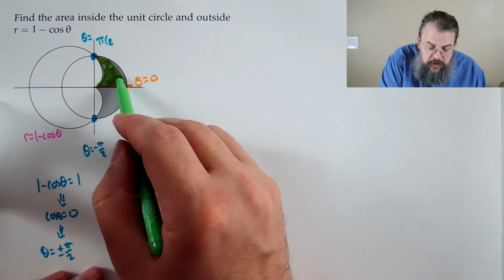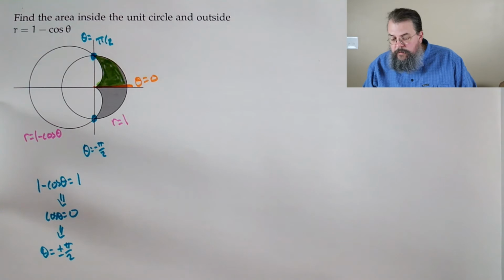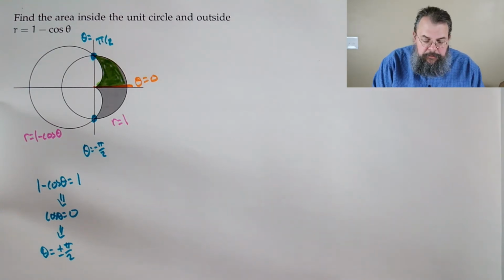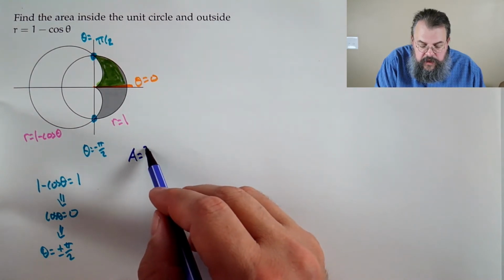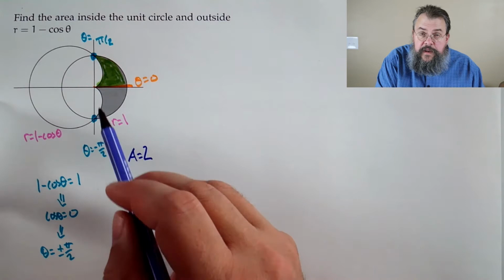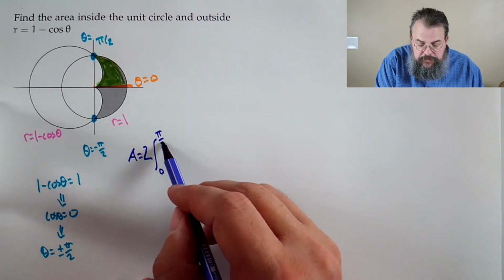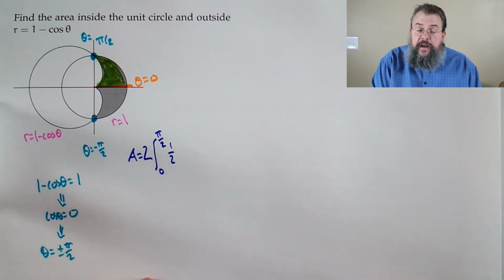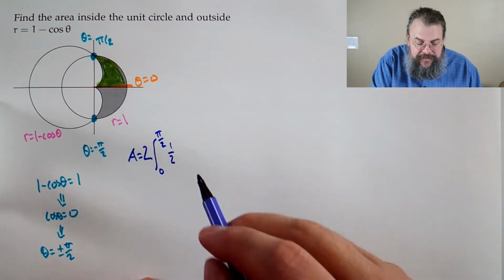All right, great. So where do we begin? Well, let's think about what's happening. So our area, we're going to double, because we're only doing half and doubling, going from 0 up to pi over 2. And then we're going to have another factor of a half, because that's the formula. Remember, whenever you do formula for area and polar, it's got to have that factor of a half.